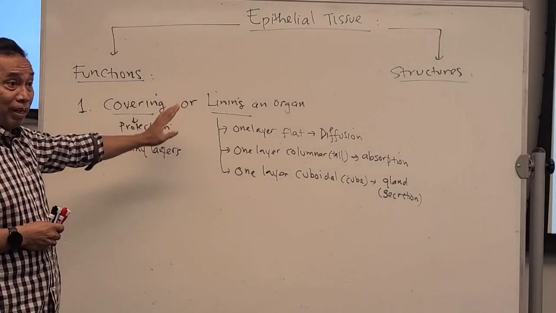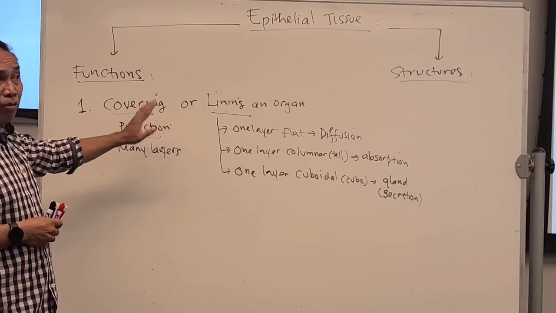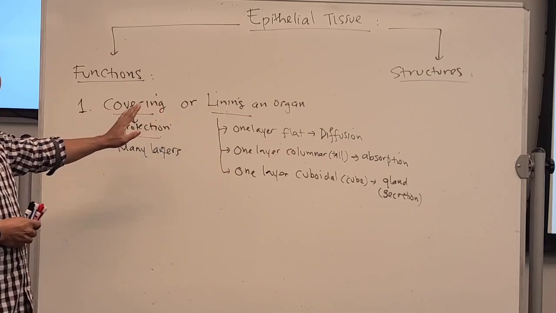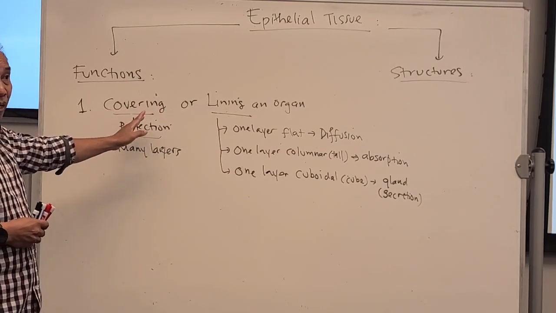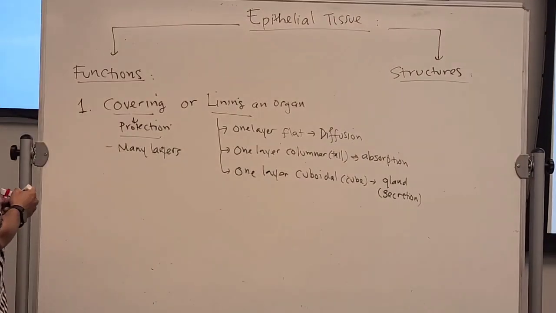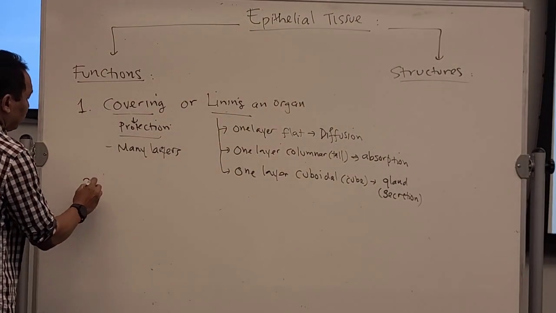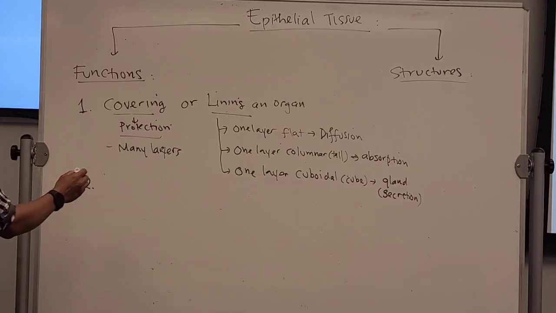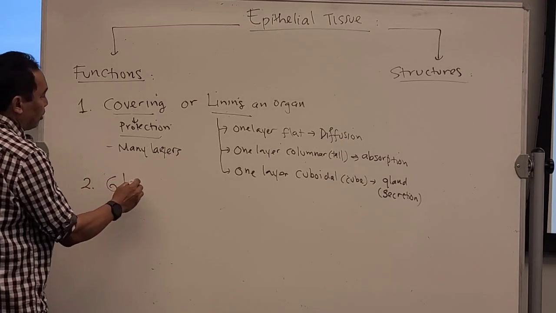Can you follow this? So the function is based on where they are located, how many layers they have, and what the shape of the cell is. Second function, this is glands, glandular.